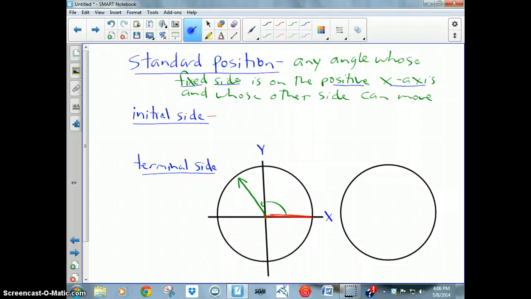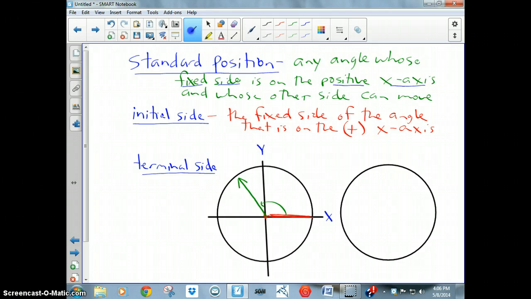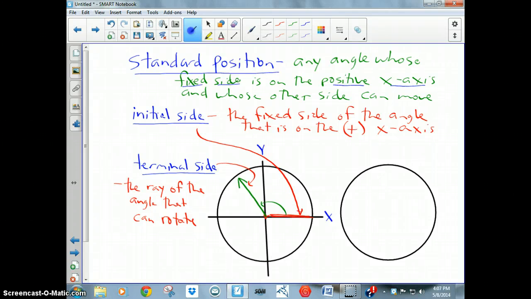Now, the initial side is the fixed side of the angle, the fixed side of the angle that is on the positive x-axis. The terminal side is the ray of the angle that can rotate. That's the green line. So the terminal side is the green one. The initial side is the red one. I hope that makes sense.